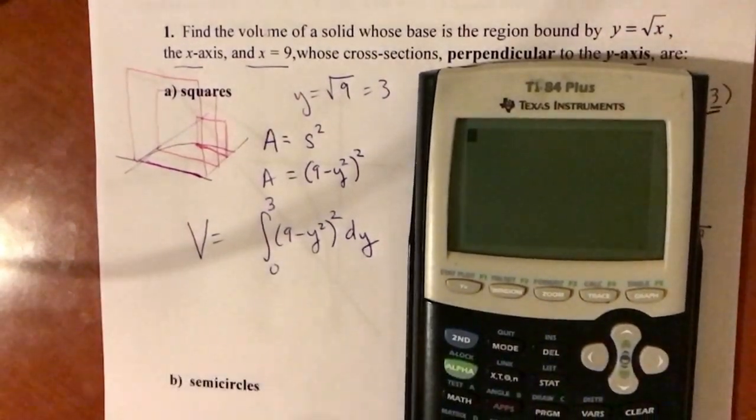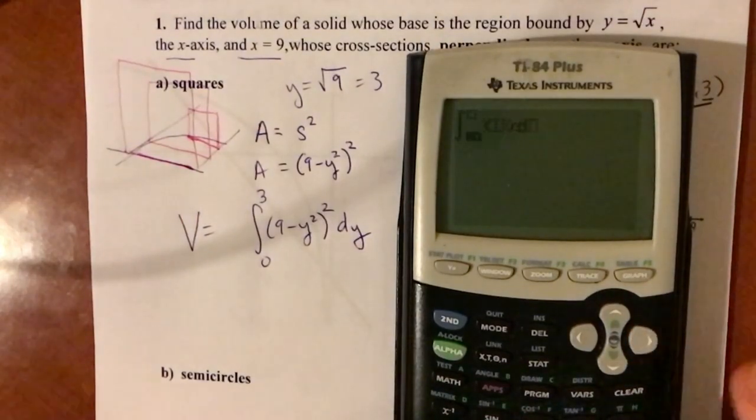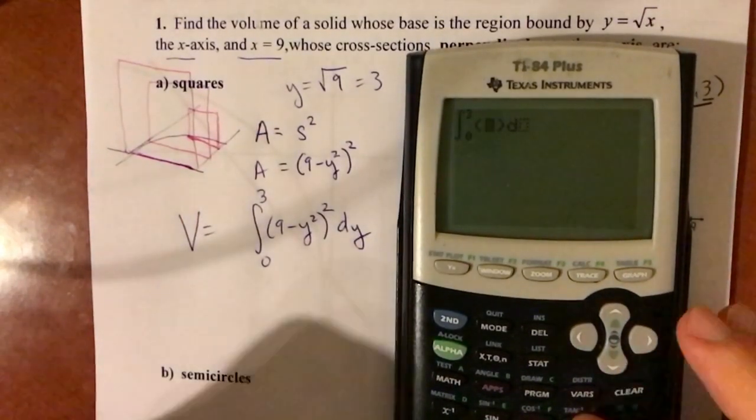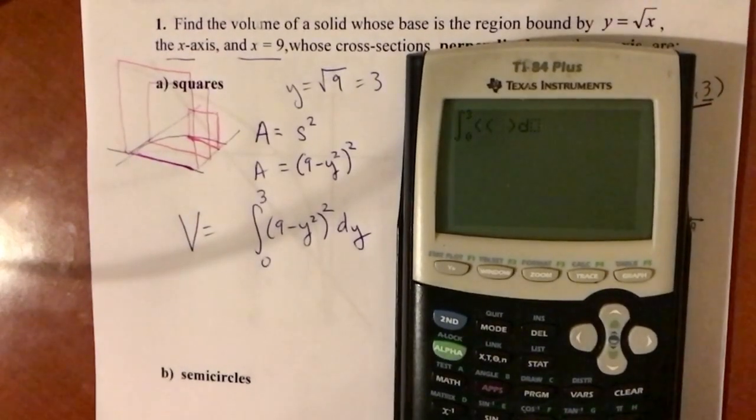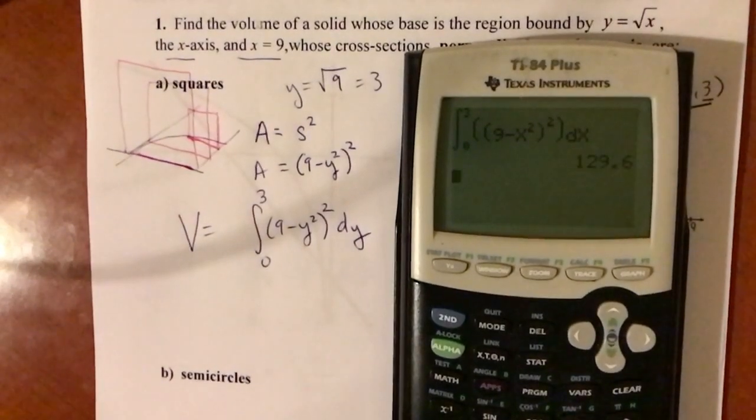I'm going to go to the old calculator. Math 9 action, going from 0 to 3. In here I'm going to add my own set of parentheses because I'm going to square that. 9 minus, and remember you're just typing x squared, all with respect to x. And we have 129.6 on the dot.